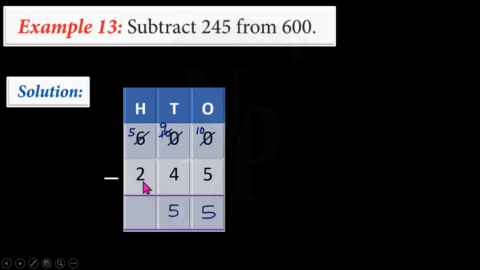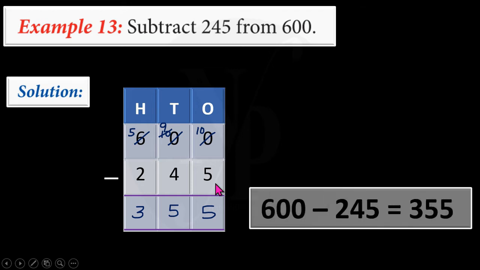Coming to hundreds column, here we subtract 200s from 500s. We get 300s as the difference. Therefore, 355 is the difference of 600 and 245, which can be written like this also. 600 minus 245 is equal to 355.